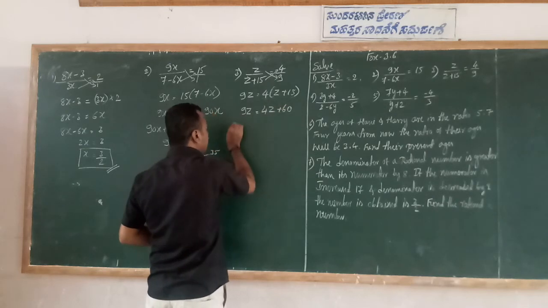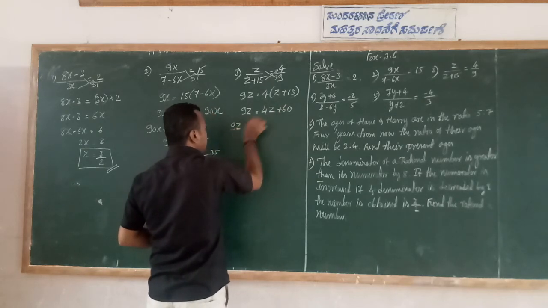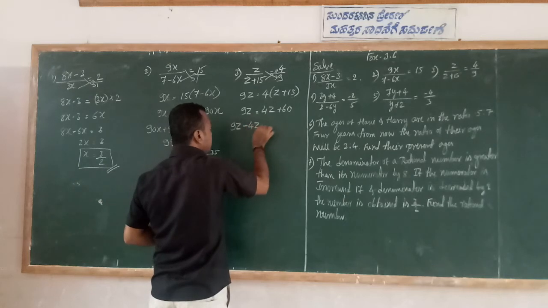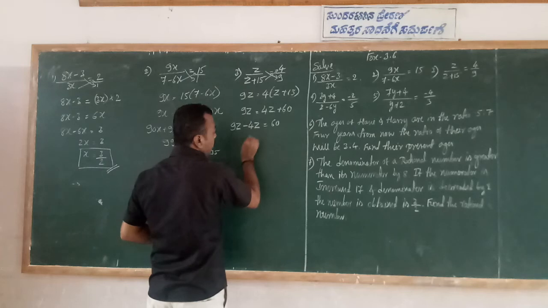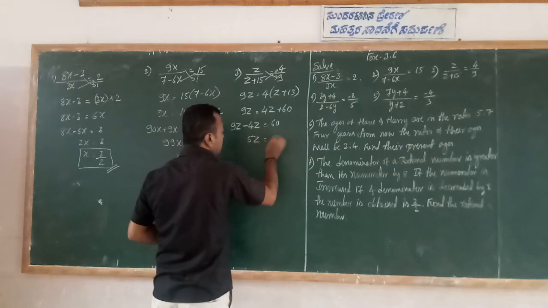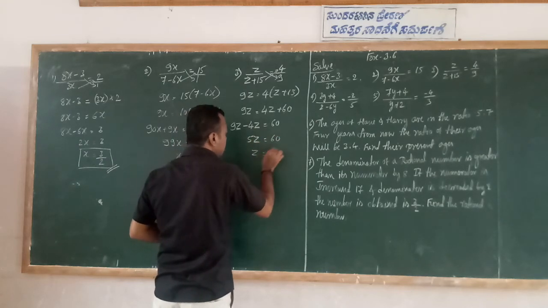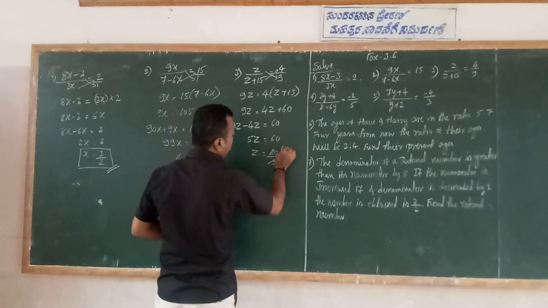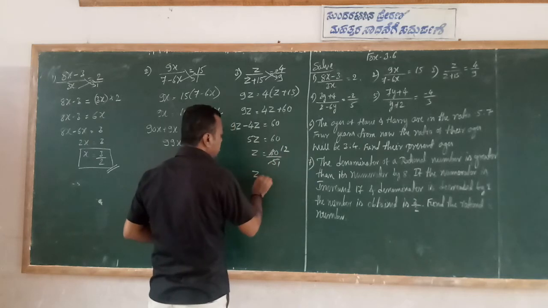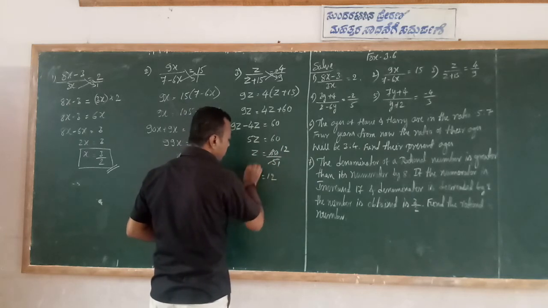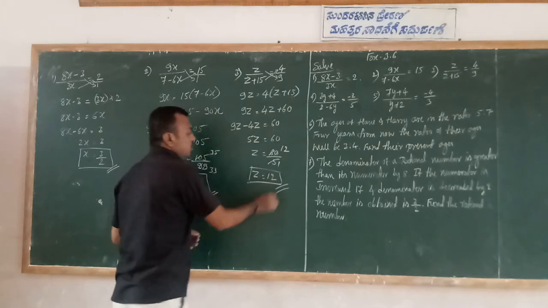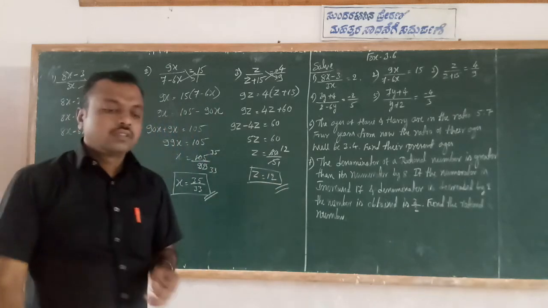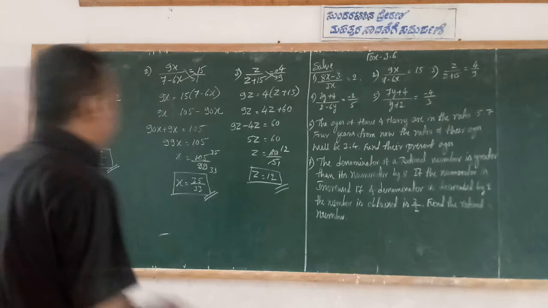4z goes to the other side, so 9z - 4z = 60. 9z minus 4z becomes 5z, equal to 60. Therefore z = 60/5, and 5 twelves are 60, so z = 12. These are the solutions of the given equations. Next is question number 4.